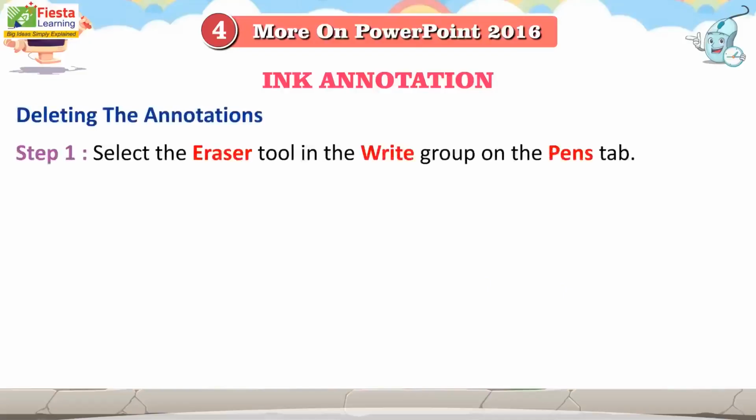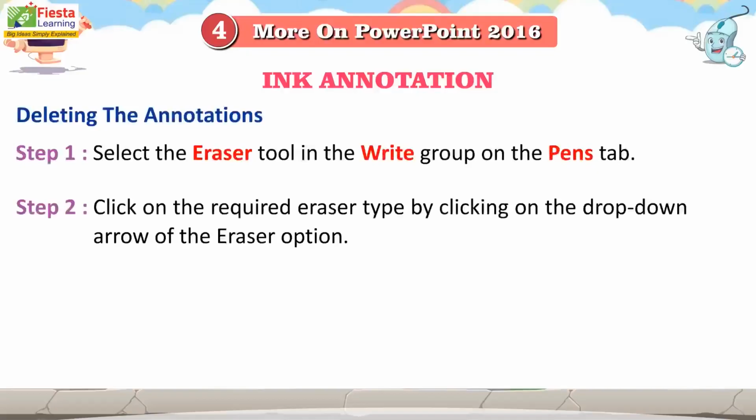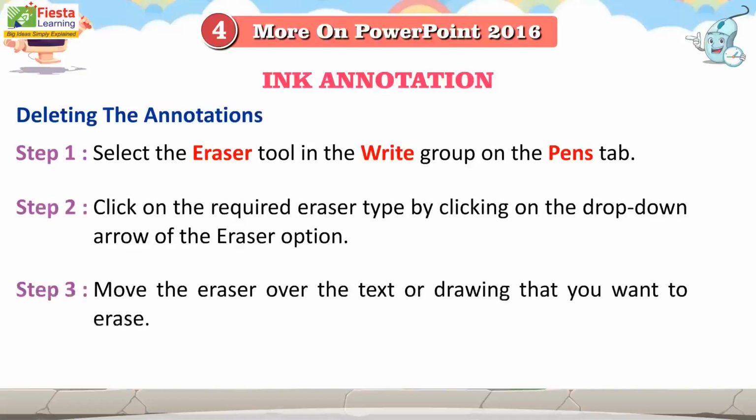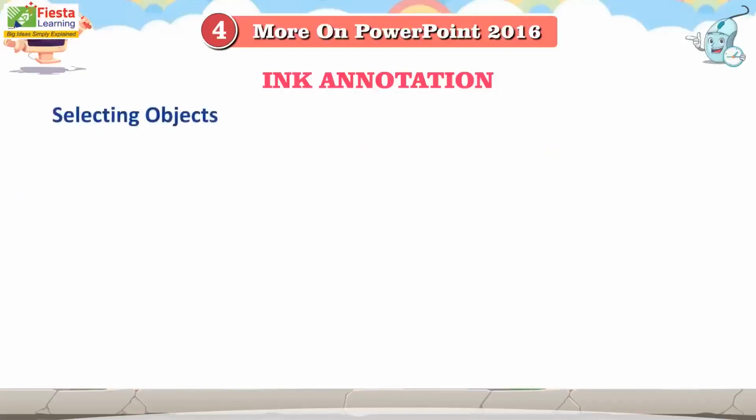Select the Eraser tool in the right group on the Pens tab. Step 2. Click on the required eraser type by clicking on the drop-down arrow of the Eraser option. Step 3. Move the eraser over the text or drawing that you want to erase.